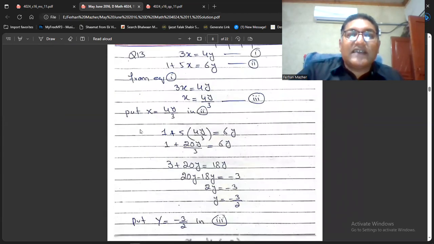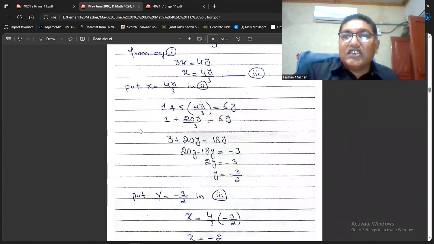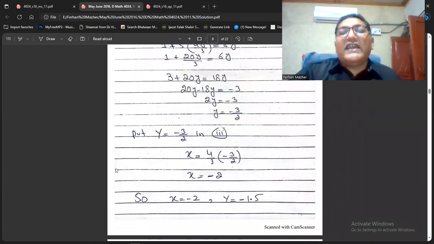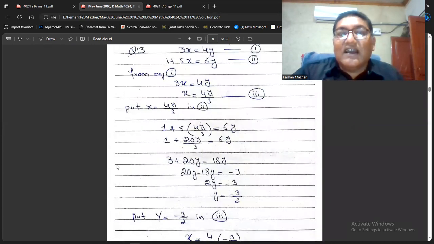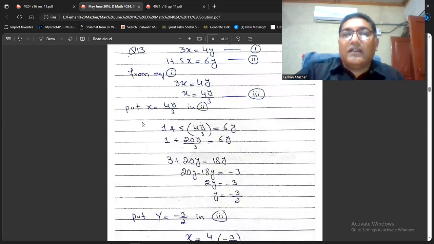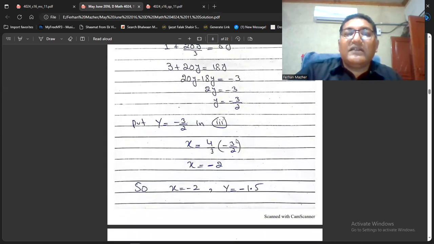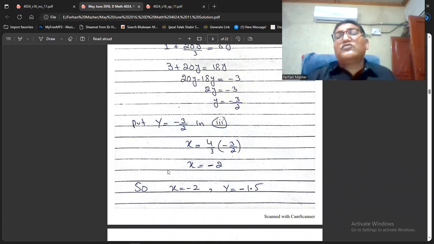For this purpose, I will put the value of y in the third equation. So put y equals to minus 3 by 2 in the third equation. X is equals to 4y by 3. In the place of y, I will put minus 3 by 2. 3 will be cancelled. 2 and 4 will be cancelled. So final answer, x equals to minus 2.